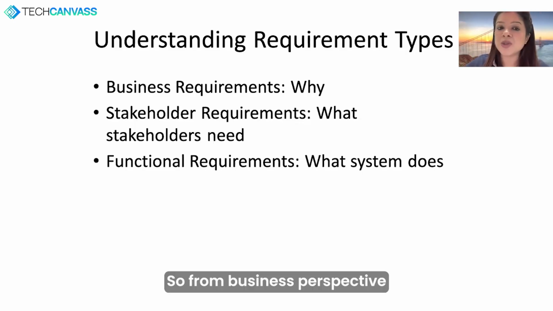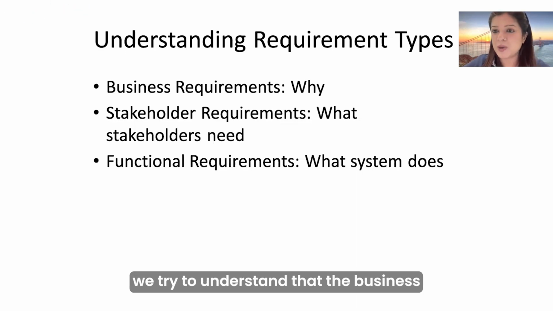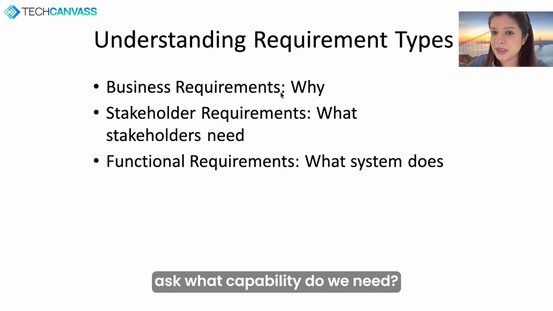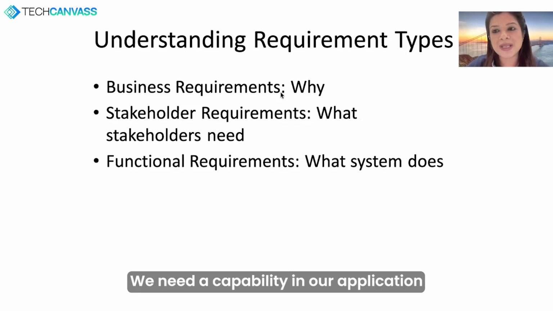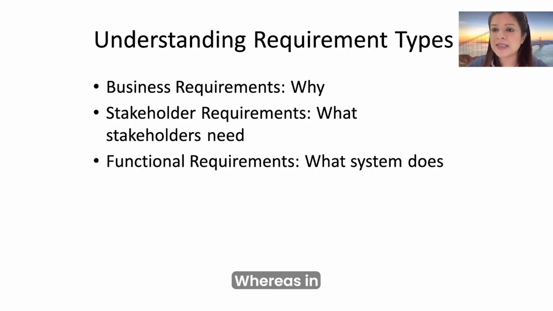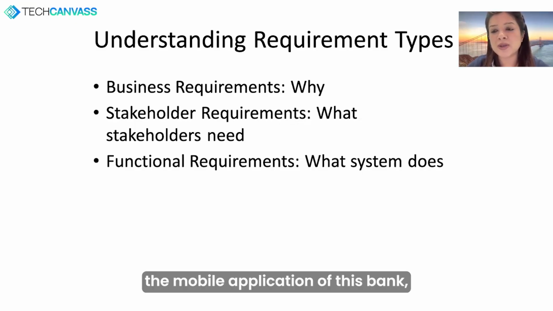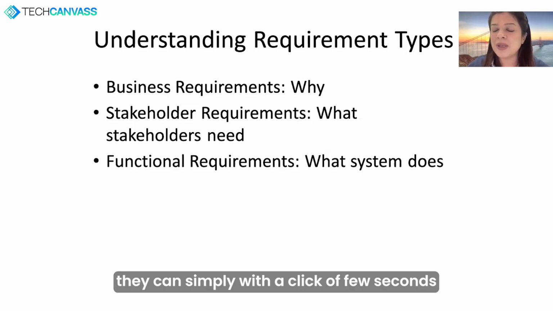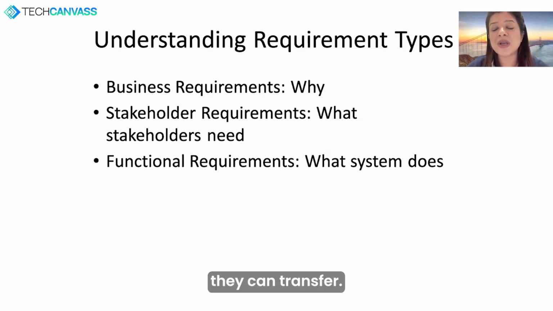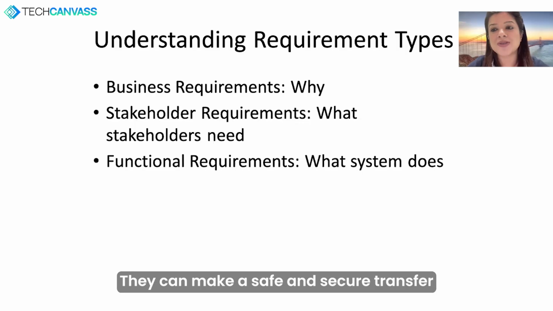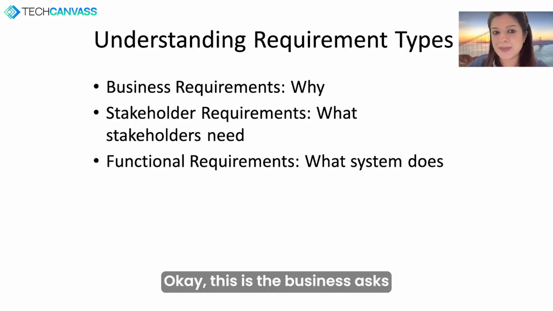Okay. So, from a business perspective, we try to understand the business ask, what capability do we need? We need a capability in our application, that is in our mobile application, which supports maximum users by supporting Android and iOS operating systems. Whereby if they install the mobile application of this bank, they can, in a few seconds with a click, make a safe and secure transfer to anyone they want to pay money. Okay, this is the business ask.